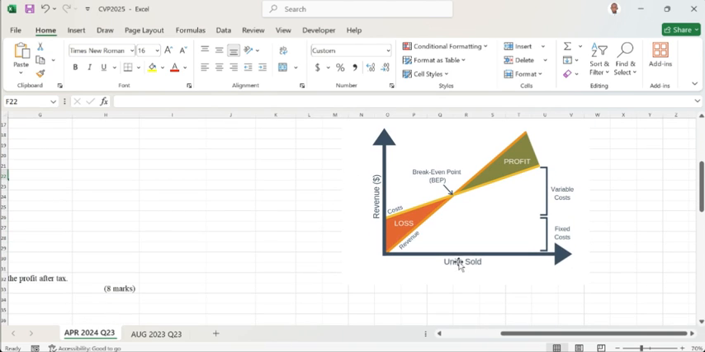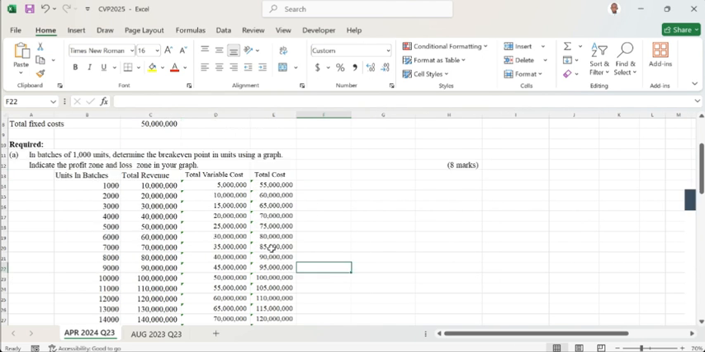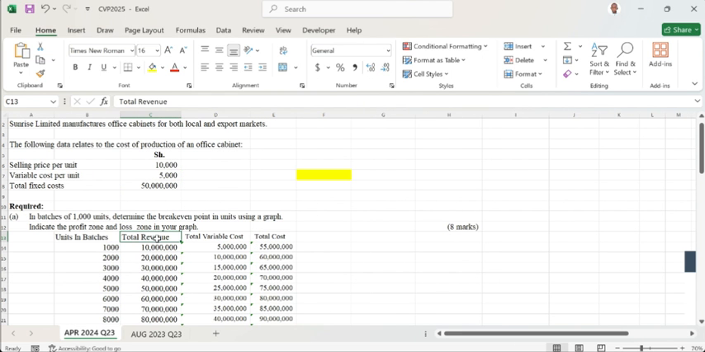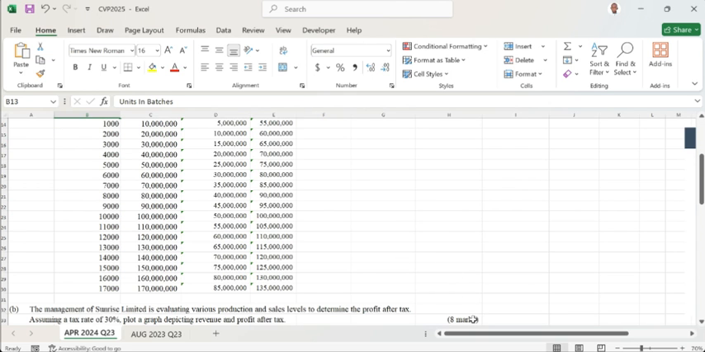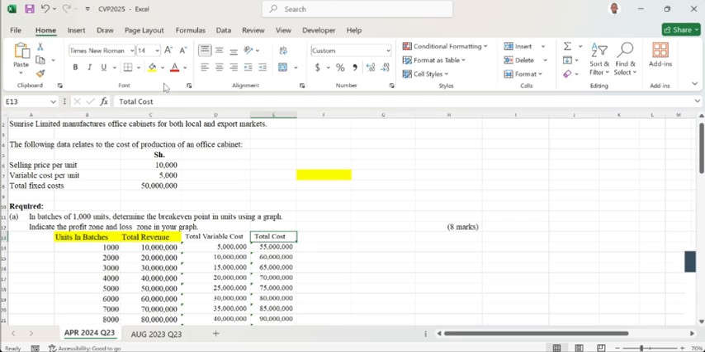Geraldine, hapa chini kuna nini hapa? Yeah, tutachukua revenue, alafu hiyo units, and the total cost. So hii tuliweka hapa kwa sababu tunataka kutumia kupata the total cost. Yes. So this one is not relevant.